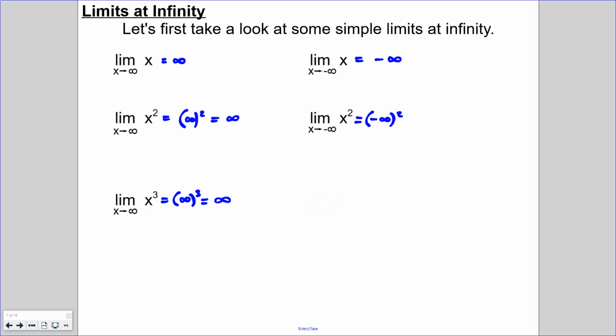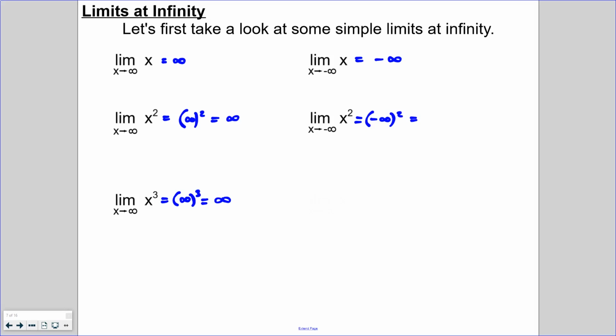So negative infinity squared. Now we have to ask ourselves, well, wait a second. Negative infinity means we're going in the opposite direction. So if we square it, does squaring a negative infinity make it positive? I don't know. Let's take a look.